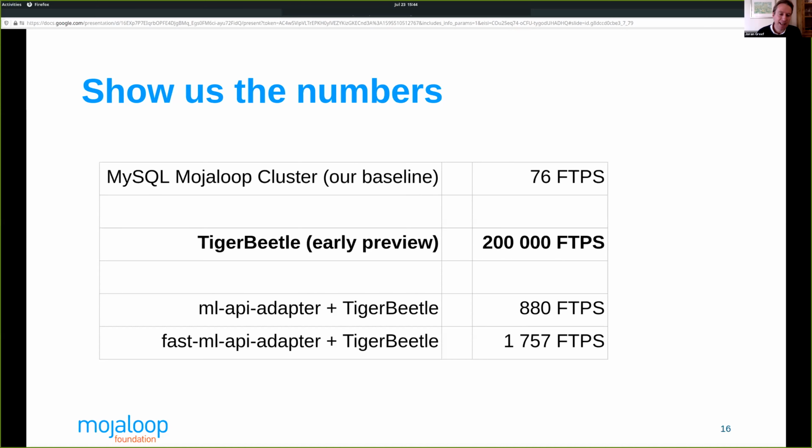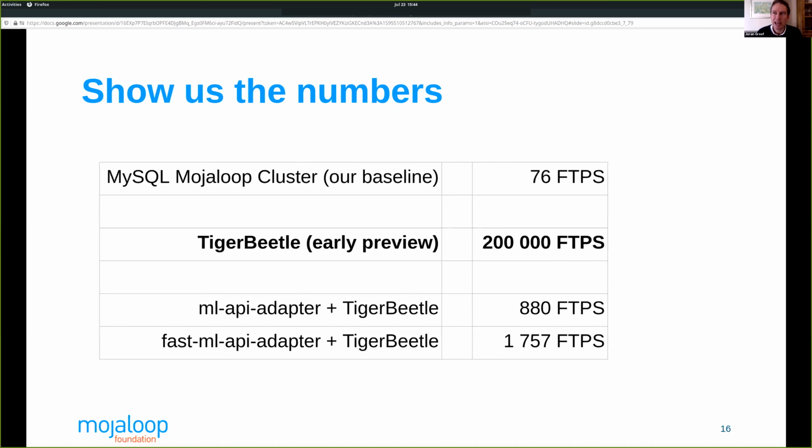We then did a little bit of a heart transplant, and we integrated TigerBeetle into Mojaloop, connecting it at the ML API adapter layer. So 880 FTPS, and that's just for one Node.js process, 1 pod, 1 container, running the ML API adapter and using the TigerBeetle client library to collect batches and ship them off to TigerBeetle, persist them, and do everything. It's getting 880 transfers per second. We found some bottlenecks though that were pretty interesting.